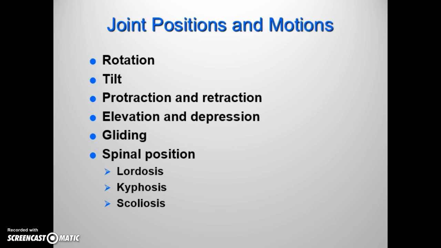You need to also look at joint positions and motions. You want to look at rotation around a longitudinal axis. You need to look at the tilt in terms of the head, pelvis, and the scapula. You need to look at protraction and retraction of the scapula, and also look at how this affects the sternoclavicular joint. You need to look at scapular elevation and depression. You need to look at gliding motion of the scapula.